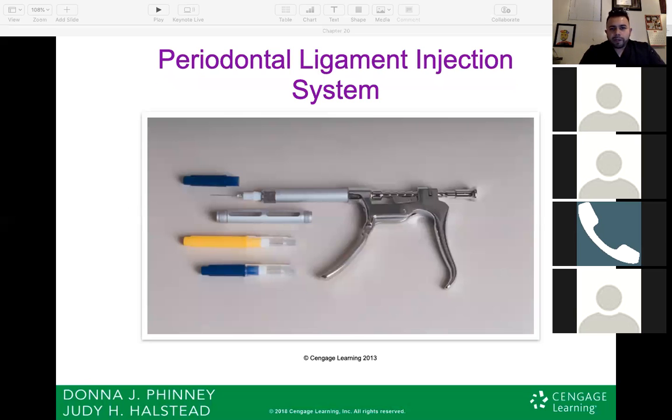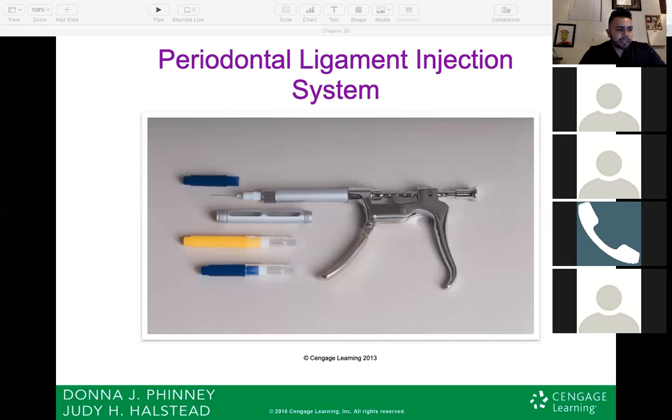Okay, and this is what a periodontal ligament injection system looks like. This was developed in 1905, and the technique is becoming popular again today. It was often used with other types of injections, so not just by itself, but in conjunction with different types, especially when patients have trouble getting numb in whatever area we're working on.